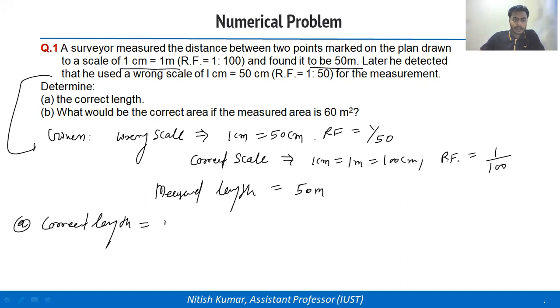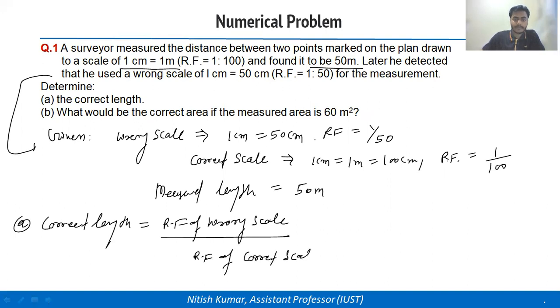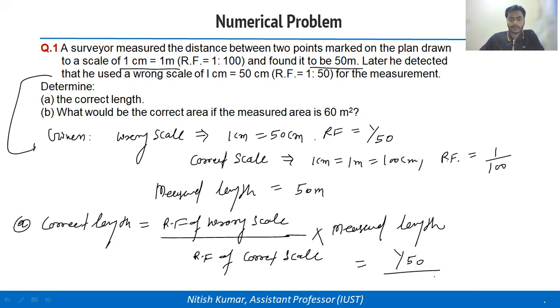What is the formula? RF of wrong scale divided by RF of correct scale into measured length, right? So just put the value and get the result. So RF of wrong scale is given 1 by 50. RF of correct scale is given 1 by 100, into measured length, that is given here 50 meter. So we are getting 100 meter.